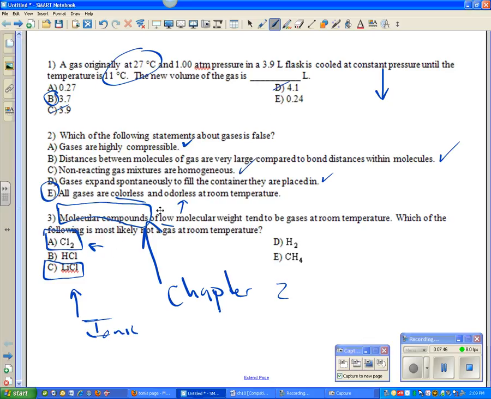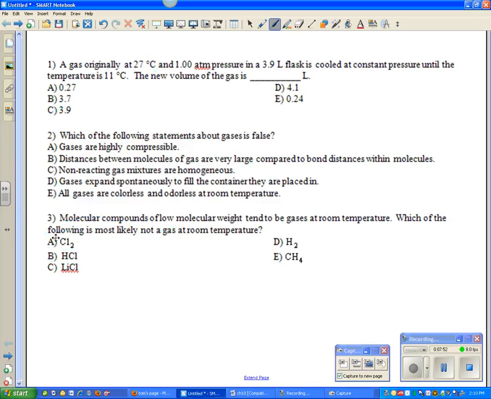But that's wrong. Think about what we know. You should know, just without thinking, let me clear this up a little bit. You should be able to eliminate this one and this one right off the top, because you should know chlorine is a gas, hydrogen is a gas, and CH4 is methane. Methane is natural gas. So it came down to HCl and LiCl. And then you'd have to say, well, this one's heavier, so this one's most likely to be a gas, but really it's simply because it's ionic.